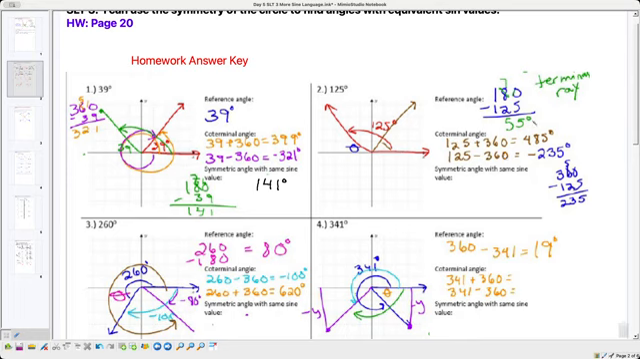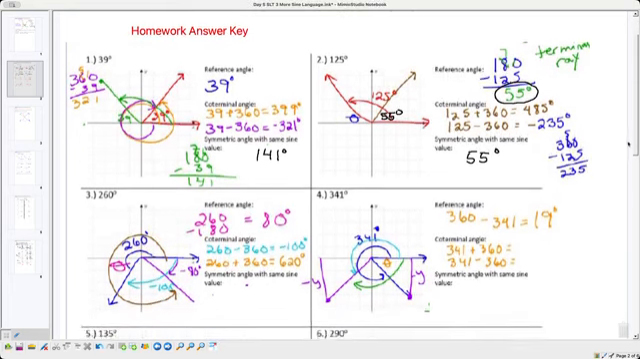For number 2, we had 125, which fell in the second quadrant. And the reference angle for that was 55. Now, if I just take 55 degrees and put 55 degrees in the first quadrant, it will have the same sine value because they have the same positive y values.